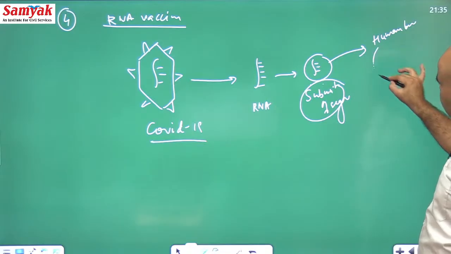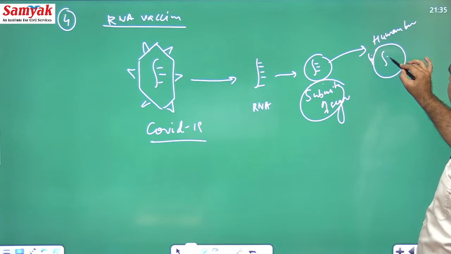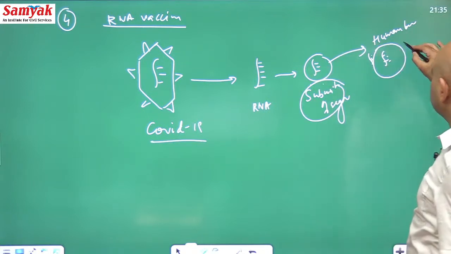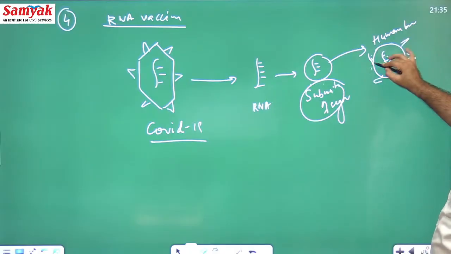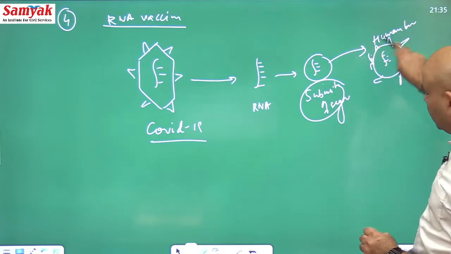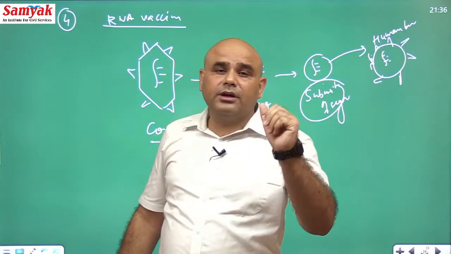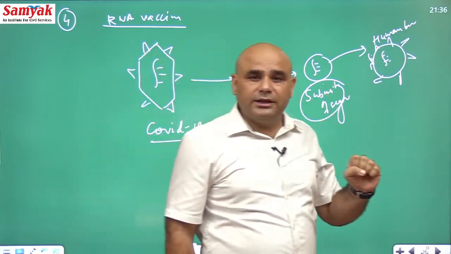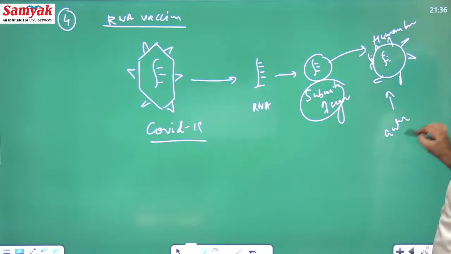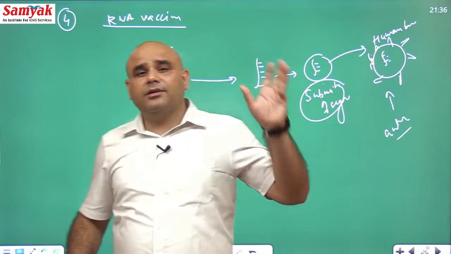When this is injected in the human body, this is a human body cell, this will go and hijack the system of a few of the cells, a few of the muscle cells of your body. As a result, your muscle cells will start to produce spike proteins. As soon as they produce the spike protein, because now they are hijacked by the foreign genetic material, which is the RNA of COVID-19, your body will start to prepare antibodies against this. This is the most popular RNA vaccine of the USA.